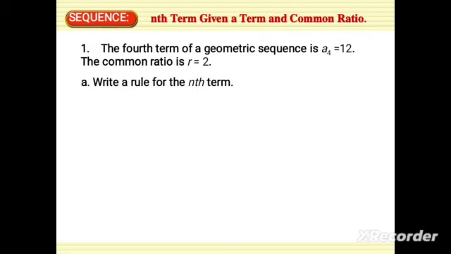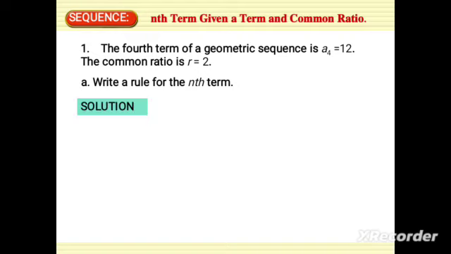So on another example, we want to find out the nth term given a term and a common ratio. So the fourth term of a geometric sequence is 12, and the common ratio is 2. So on part A, write a rule for the nth term.